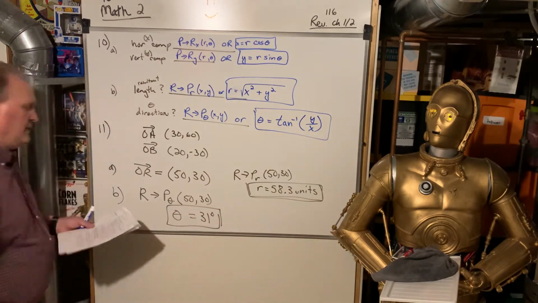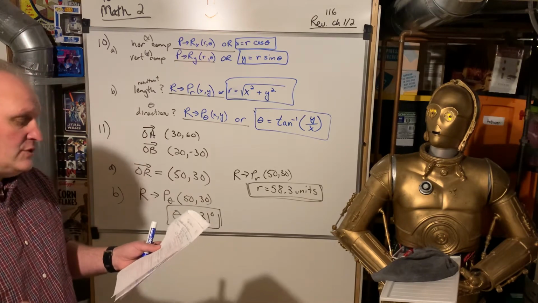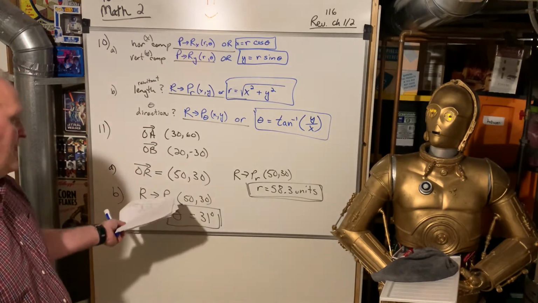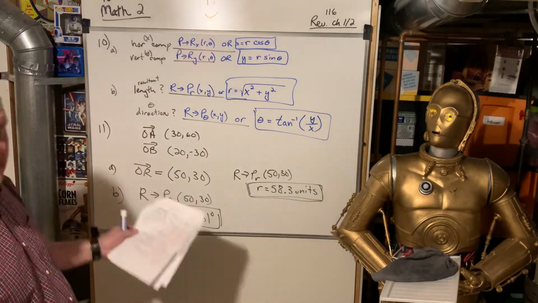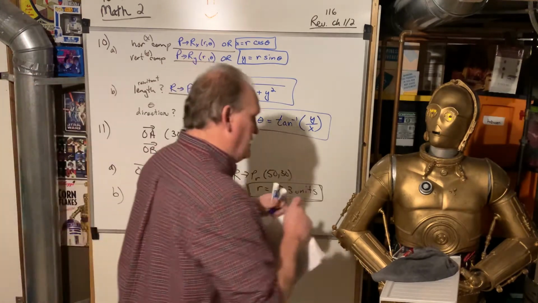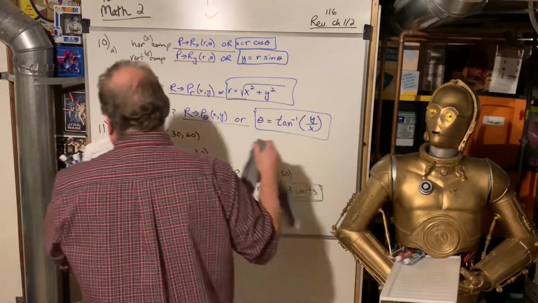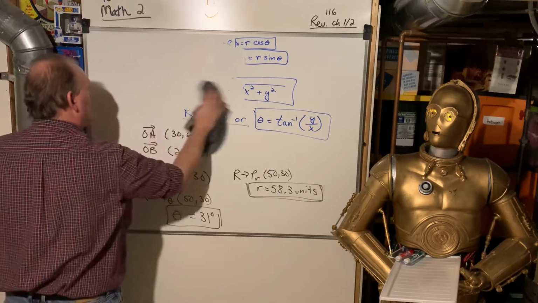All right, and then with 31 degrees on that one, you could find it as the arctangent of 30 over 50, and hit enter, and it'll still give you 31 degrees. Same exact answer. Okie dokie. All right, let's look at number 12. That has vectors.